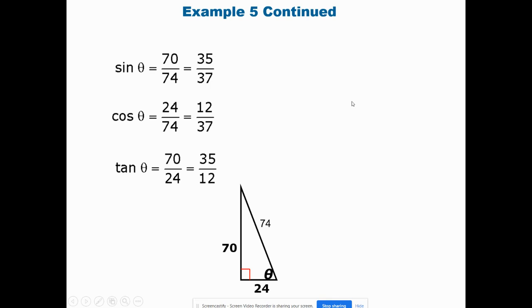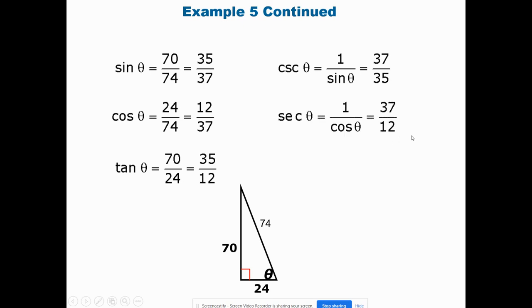Once you have these 3 trig functions, the other 3 are very simple. The cosecant is 1 over the sine, so you just take your 35 over 37 and flip it. The secant is 1 over the cosine, so 37 over 12, and the cotangent is 1 over the tangent, so 12 over 35.